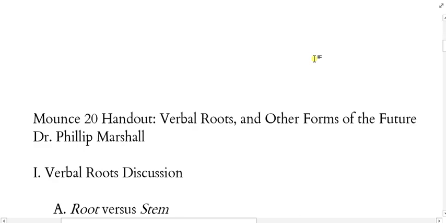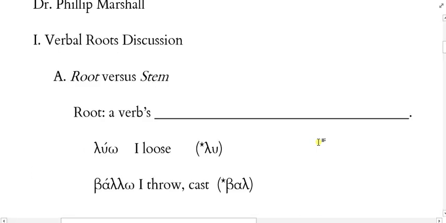Let's start with talking about the notion of the verbal roots in the chapter. He draws a distinction, and rightly so, between two very important concepts as it relates to the verb in Greek. There's the root of a verb versus the stem of a verb. So what is the verb's root? What is a verbal root according to Mounce? How does he define this? Yes, it is a verb's most basic form. The root of a verb is a verb's most basic form.